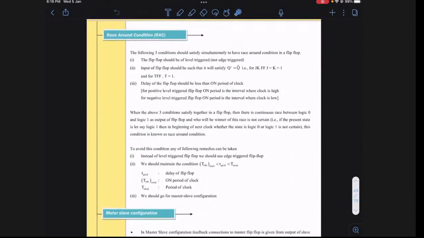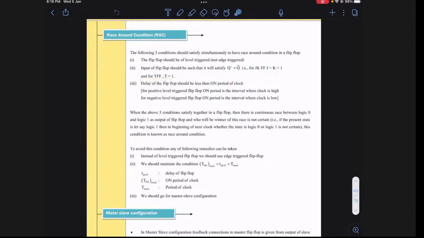And one more bit question that is possible, which has been asked 2-3 times but not in the last couple of years, is the race around condition. Remember, when does the race around condition happen? There are some conditions. The flip-flop should be level triggered, not edge triggered. Input of the flip-flop should be such that it satisfies Q plus equals Q bar. That means you should give the input in such a way that the flip-flop operates in the toggling mode, like for JK flip-flop, J equals K equals 1, and for T flip-flop, T equals 1.